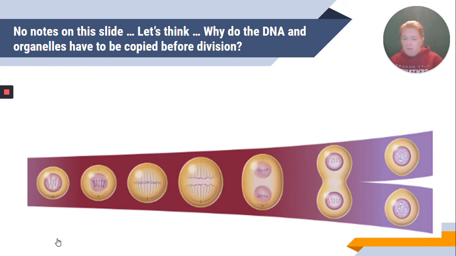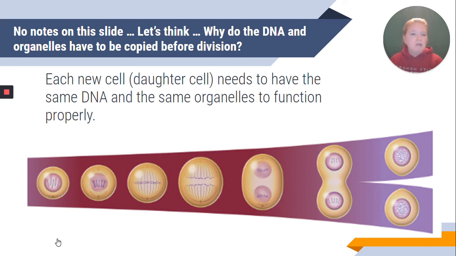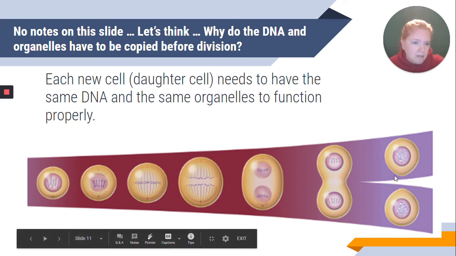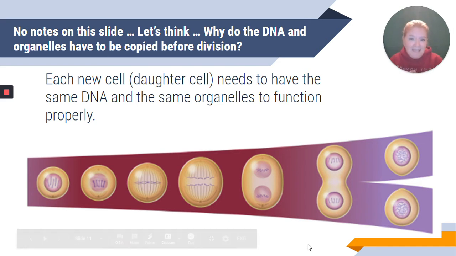Here's division. You can see it in this illustration. Why do I have to do it? Well, each new daughter cell here at the end, these are the daughter cells, each new daughter cell at the end needs to have the same DNA and they have to have the same organelles to function properly. So I have to copy the stuff first so each daughter cell gets what it needs.